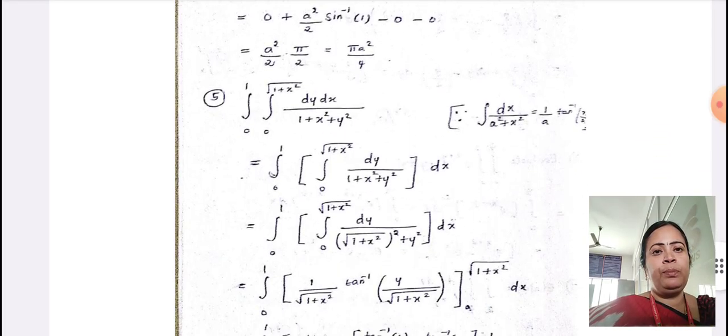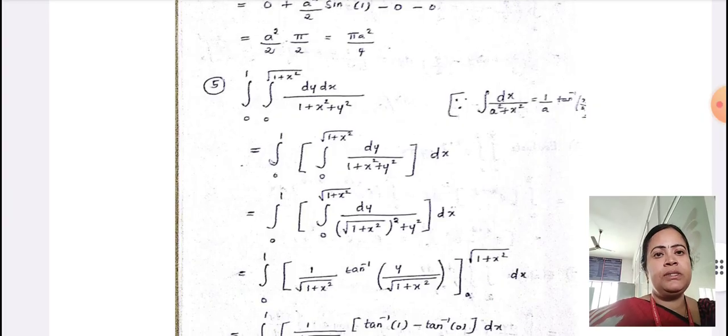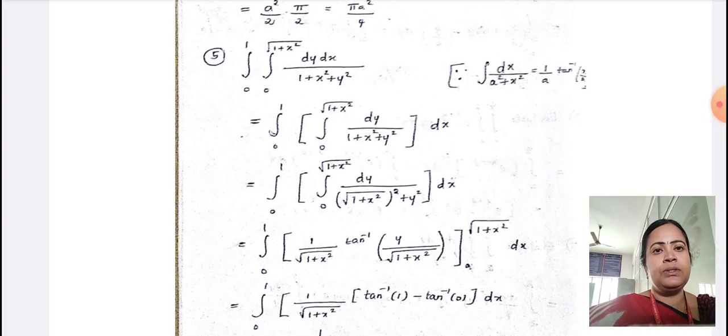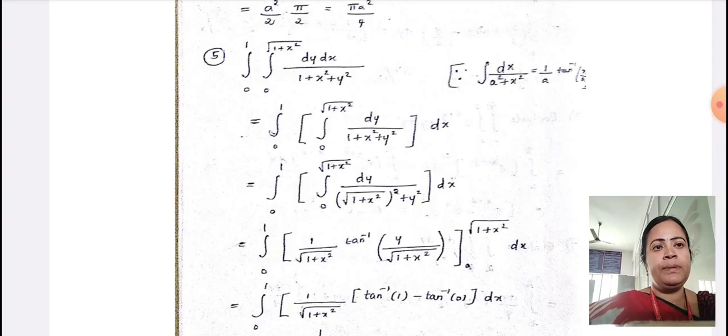And the next problem: evaluate the integral from 0 to 1, integral from 0 to root of 1 plus x square, of dy dx divided by 1 plus x square plus y square. You have to simplify this using the formula: integral dx by x square plus a square equals 1 by a into tan inverse of x by a. Here our a square is nothing but 1 plus x square, that is, root of 1 plus x square is our a. So you have to rewrite this equation.